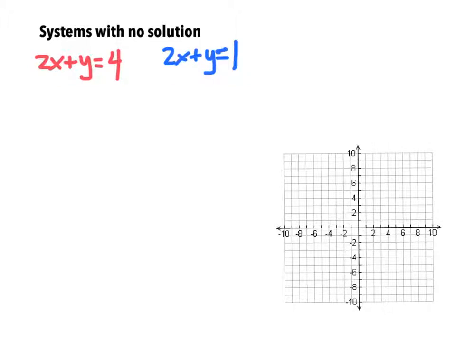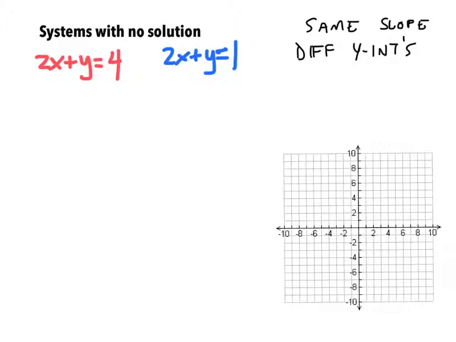Finally, the system with no solution. We talked about systems with no solution being parallel. And to be parallel, you have to have the same slope but different y-intercepts. Anytime that you solve these for y and you have the same slope with a different y-intercept, you know that there are going to be no solutions.